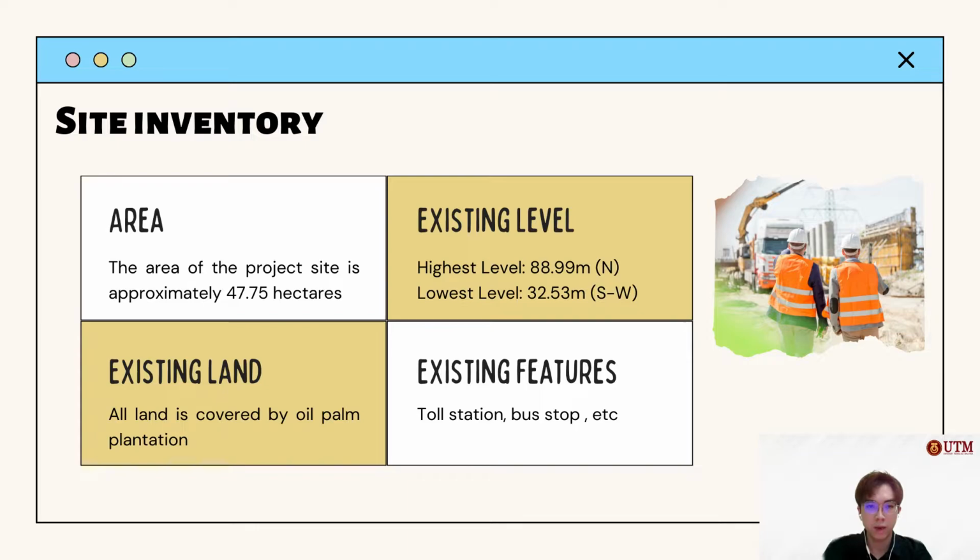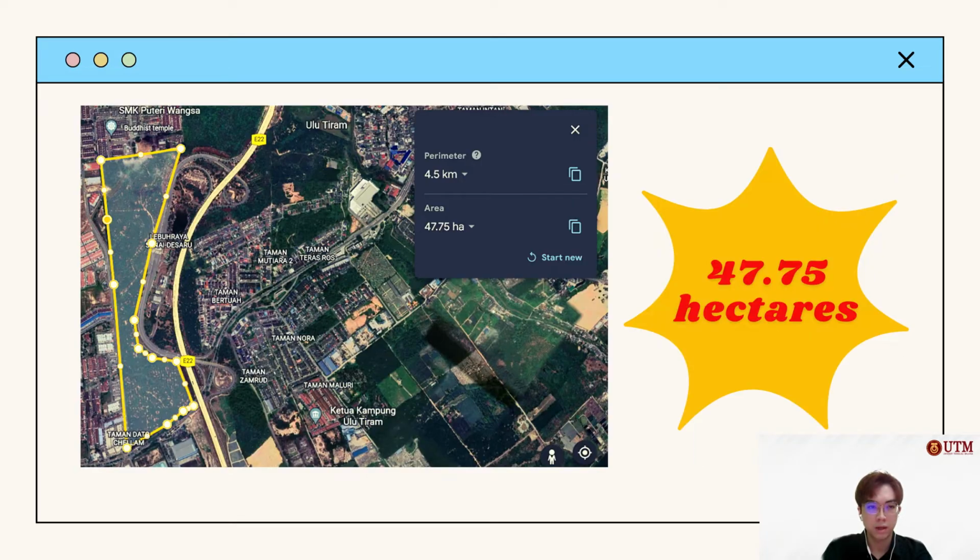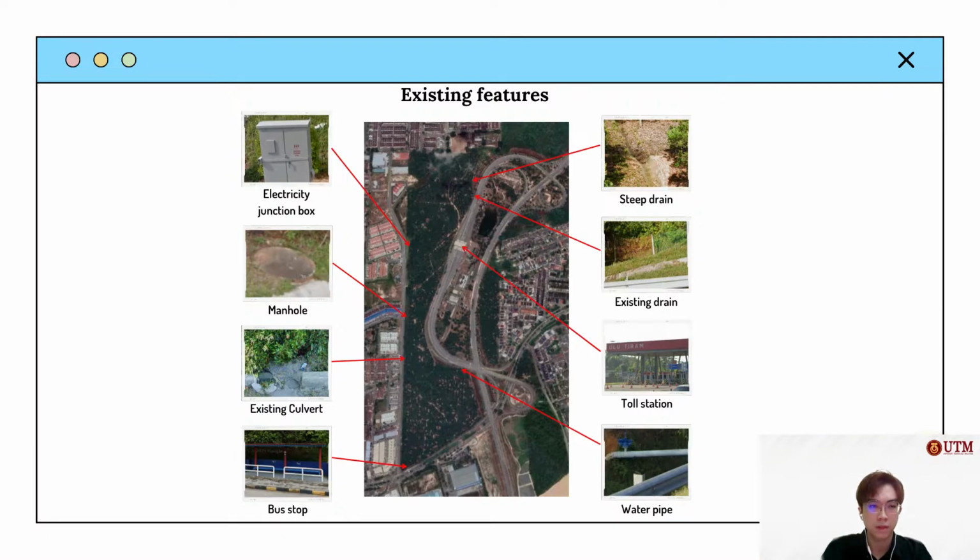The existing land is mostly covered by oil palm plantation. There are also some existing features such as toll station, bus stop, and etc. By using the application Google Earth, we can approximately know the area of the project site, which is 47.75 hectares.